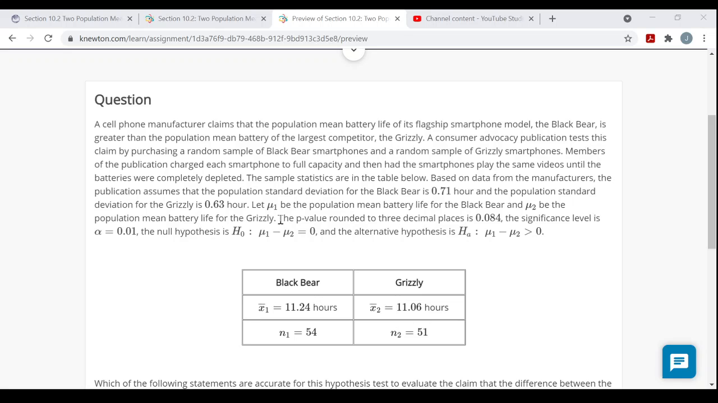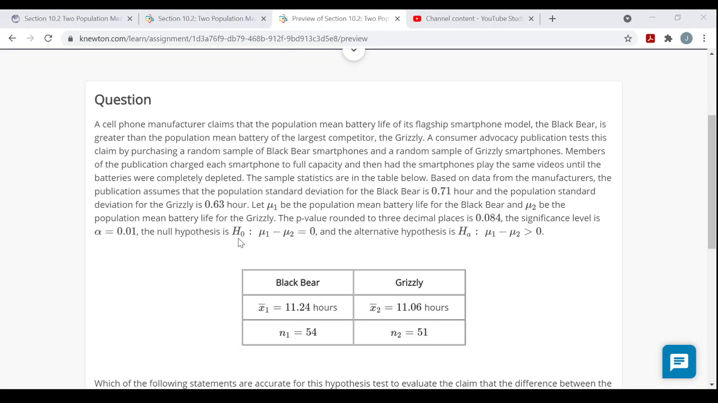Now I don't have to do anything, really, because look at this. They give us the p-value for this test. We don't have to calculate the test statistic and find the p-value; they've already done it for us. The p-value, rounded to 3 decimal places, is 0.084, or 8.4%. The significance level for this test, alpha, is 1%, 0.01.